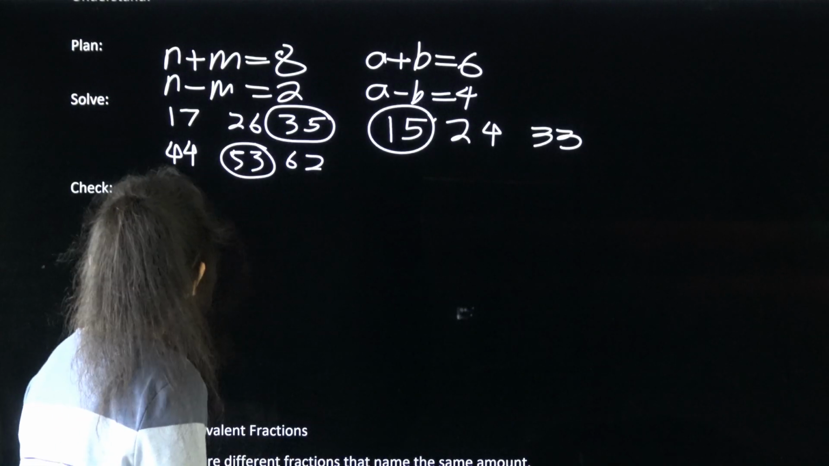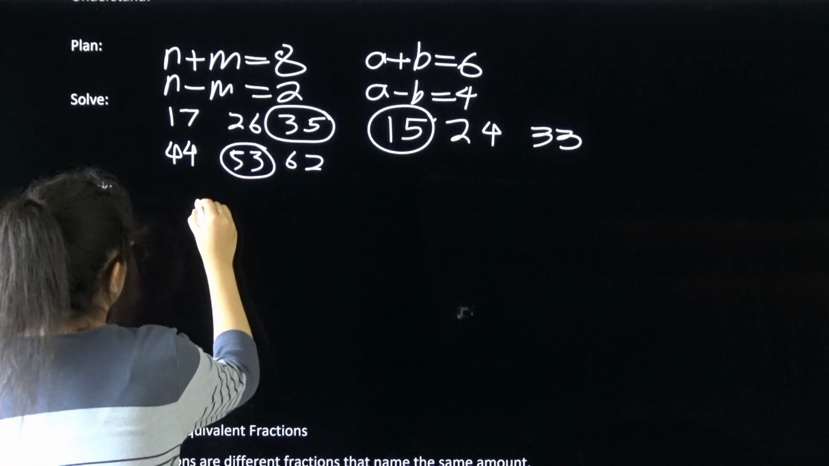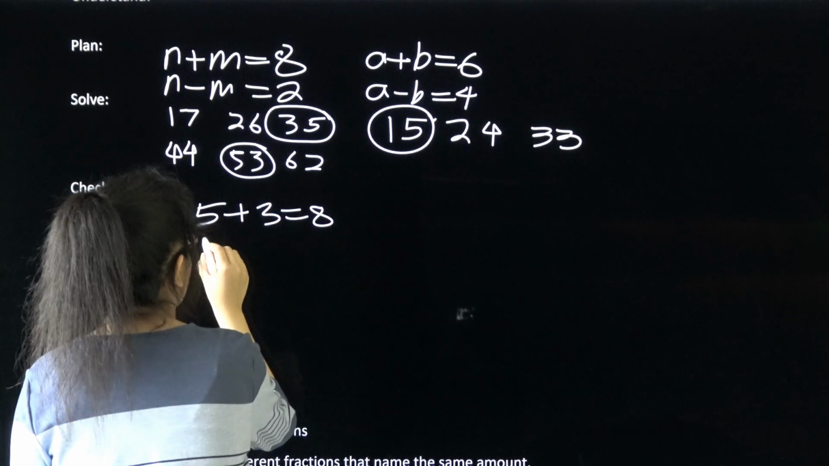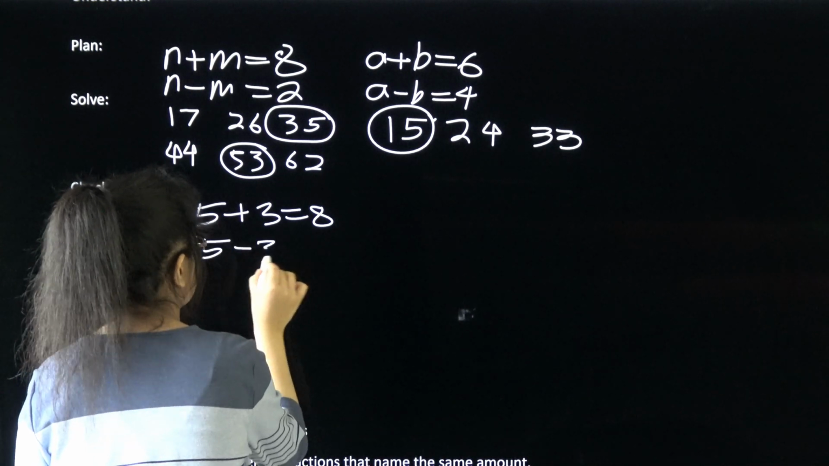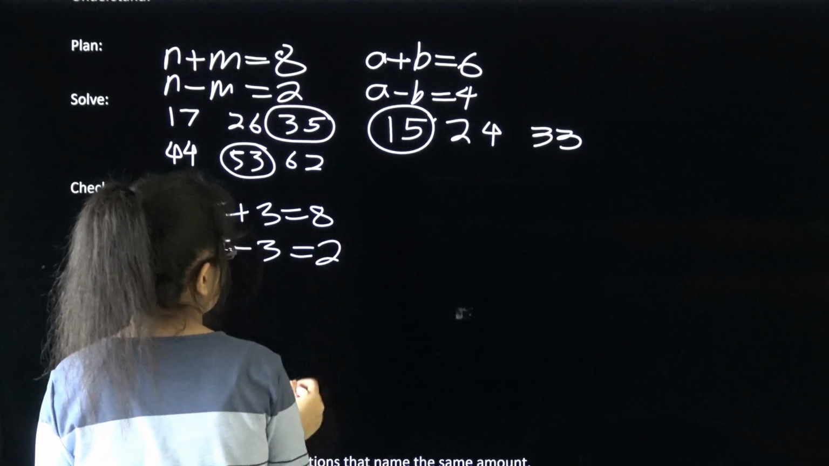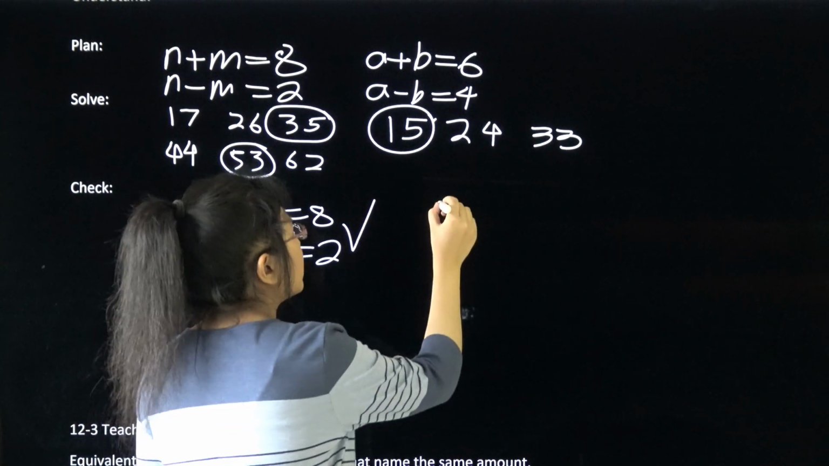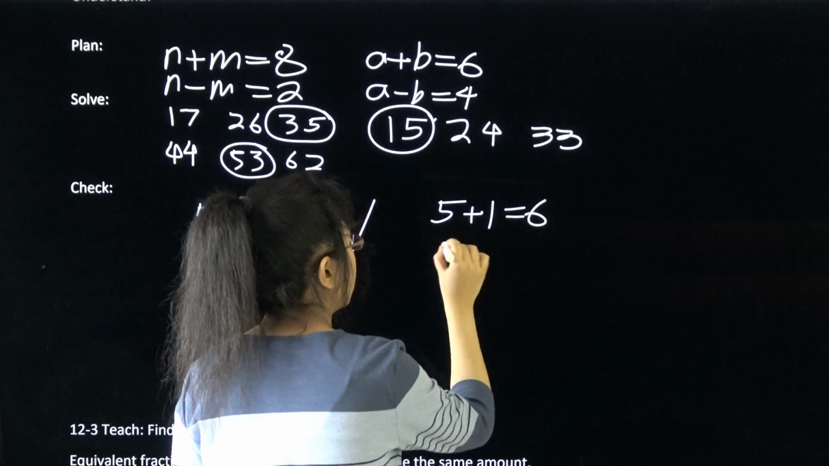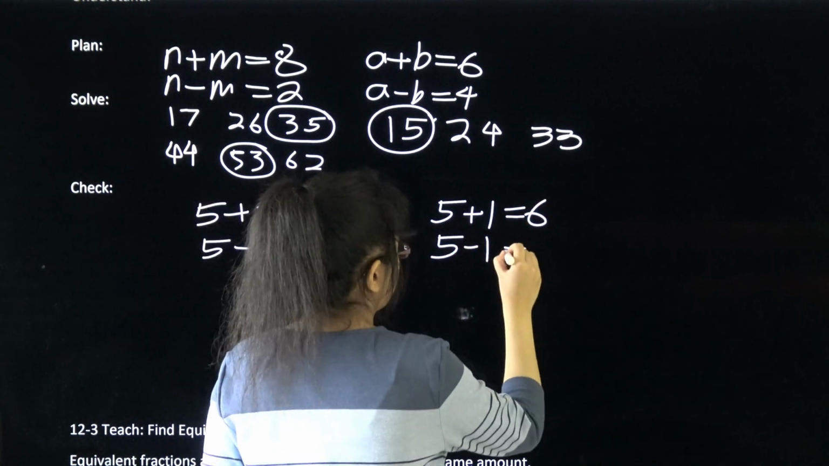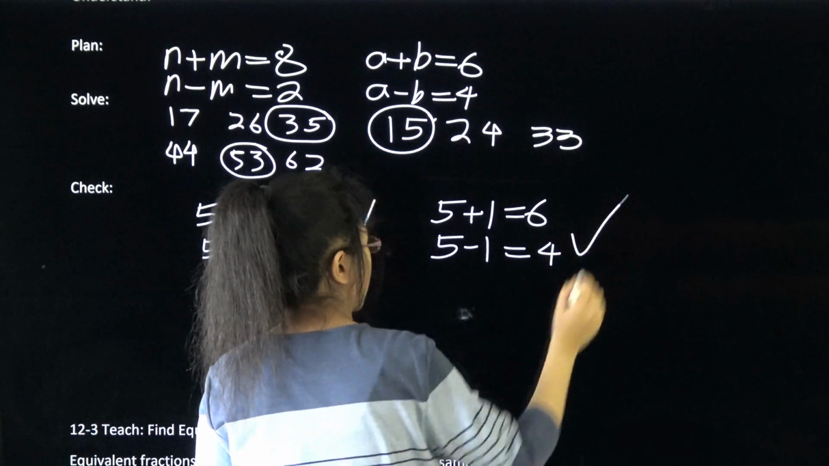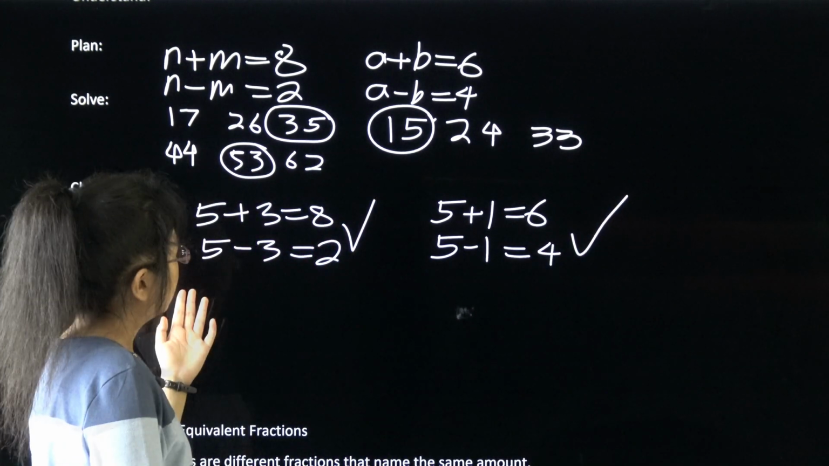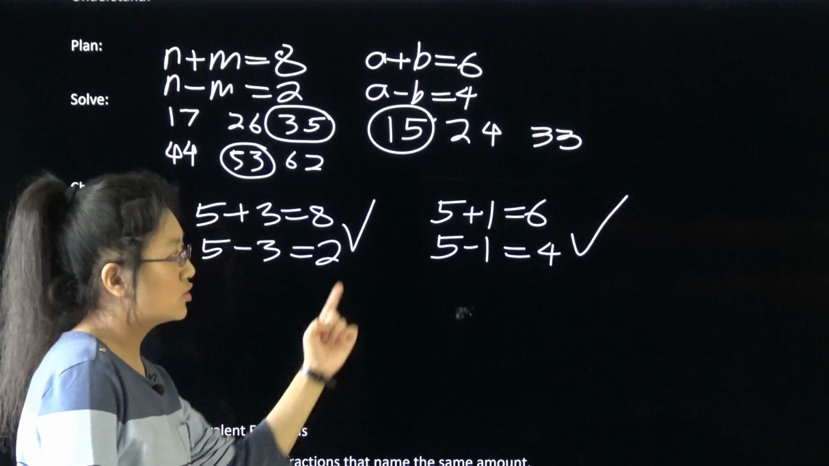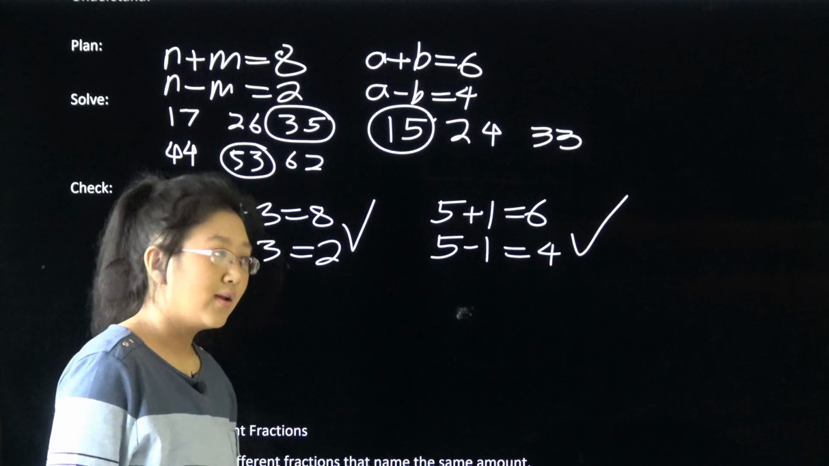We check. 5 plus 3 equals 8, and 5 minus 3 equals 2. That's right. 5 plus 1 equals 6, and 5 minus 1 equals 4. That's also right. So our answer that Danny has the cards 5 and 3, and Drew has the cards 5 and 1 is correct.